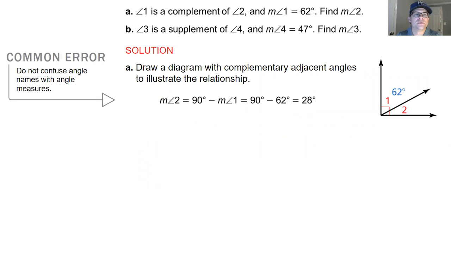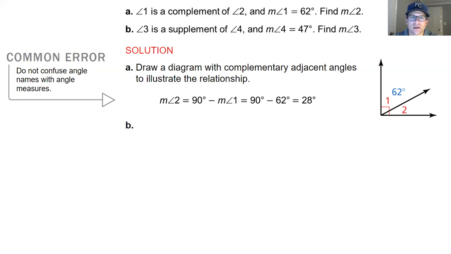Okay, so don't confuse the angle names with the angle measures. That little m in front of your angle symbol, that crooked L, says measure of angle 2. So that's what it's going to give you, your degrees amount for the angle measure.